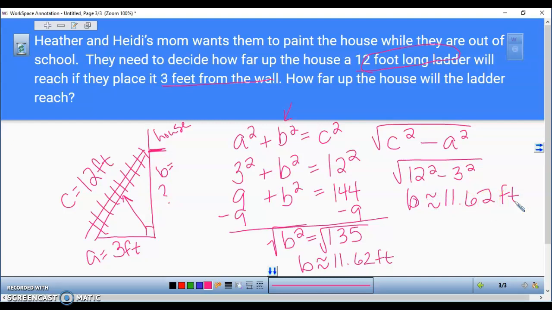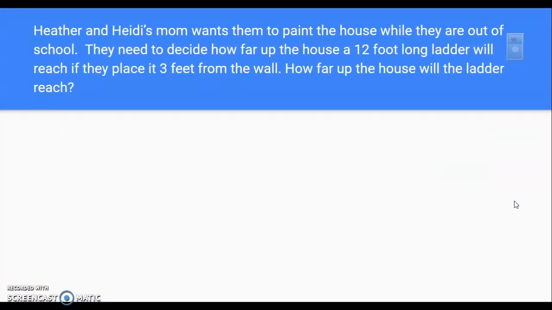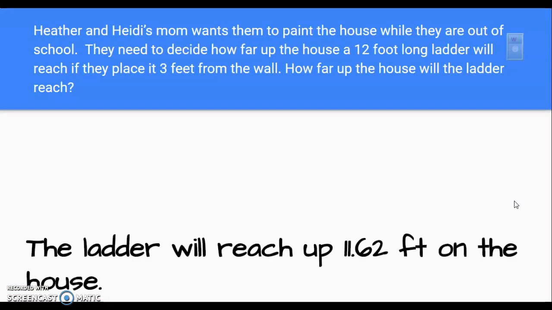Now remember, I'm not done, because I have a word problem. I need a word answer. So my word answer is, the ladder will reach up 11.62 feet on the house. So now when Heather and Heidi are painting, if their house is 12 foot tall, and the ladder is reaching 11.62 feet, with their arm length they should be able to paint their 12-foot house. If their house is taller, they're going to have to figure out another method. So they can at least get 12 foot high painted on the house.